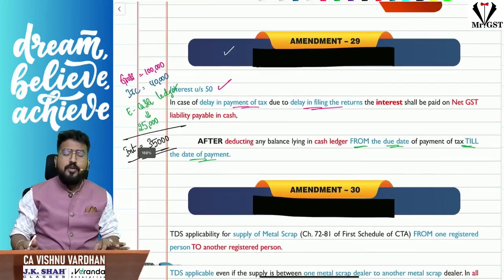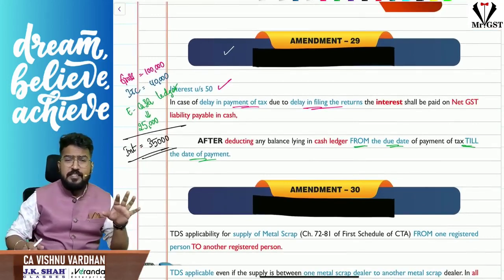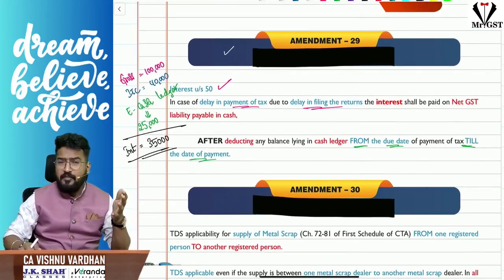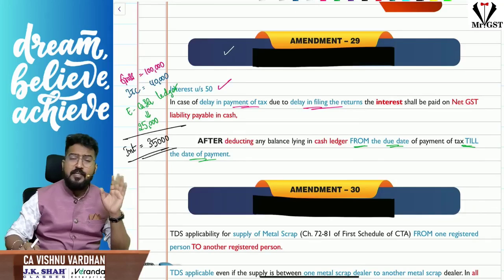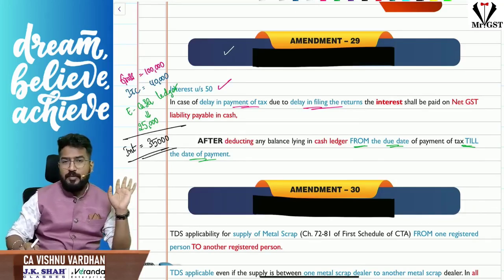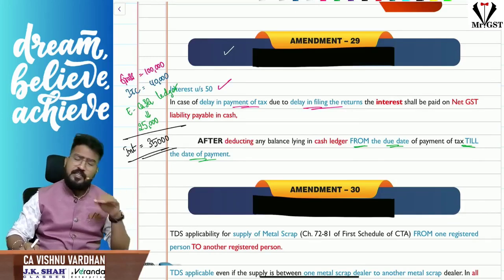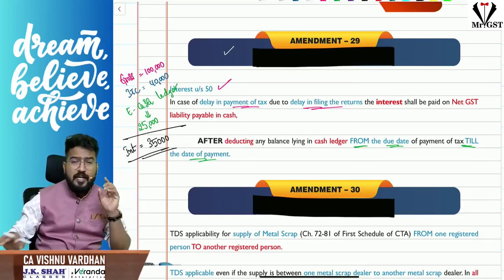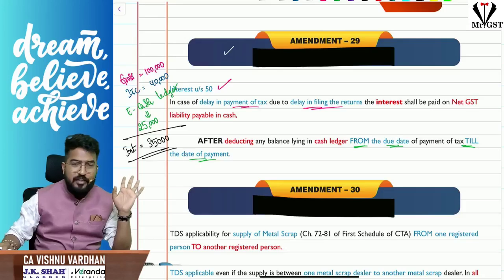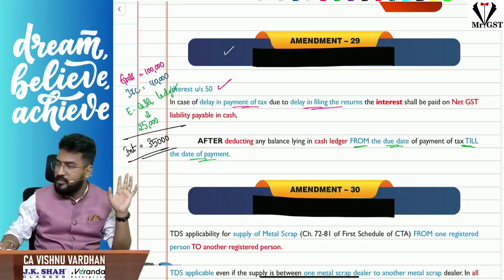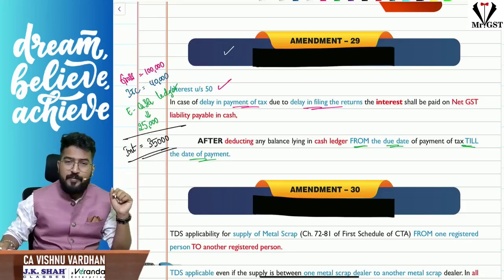So I repeat, normally we know we will pay interest on net GST liability if there is any delay in filing the return because of the delay in payment of tax. So in that case, on net GST liability we will pay interest. Here we are adding one more point. If there is any balance in e-cash ledger, that also you will be reducing, and only on the remaining amount you need to pay interest. That is more than sufficient. So hope it is clear for you.